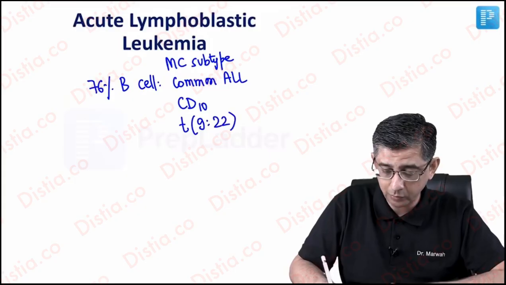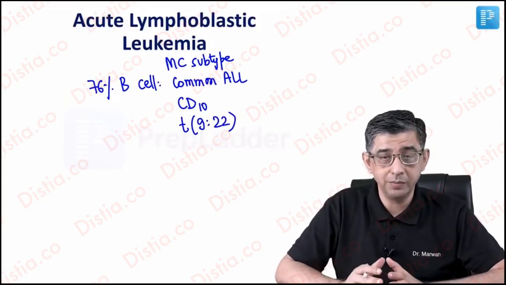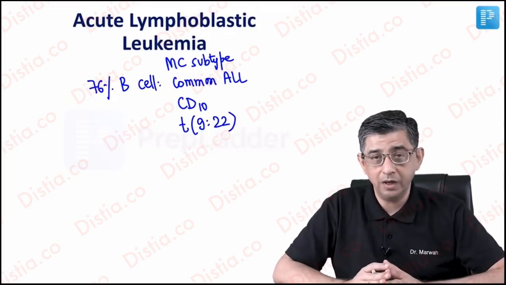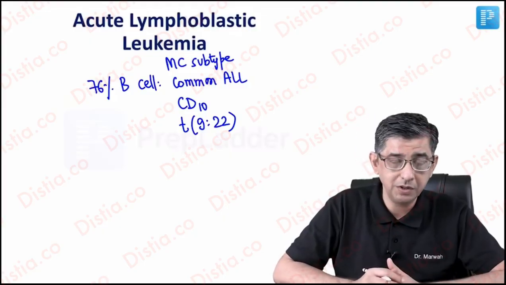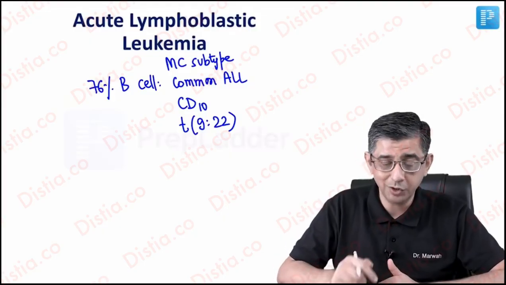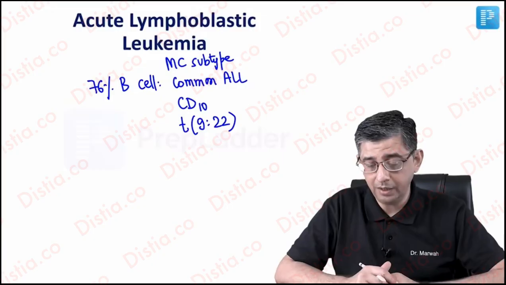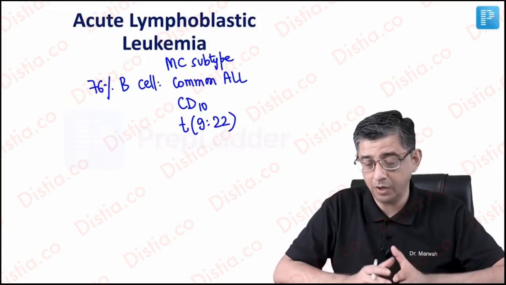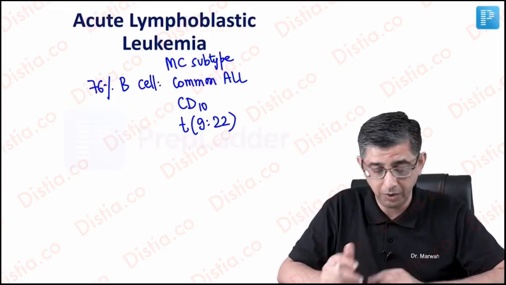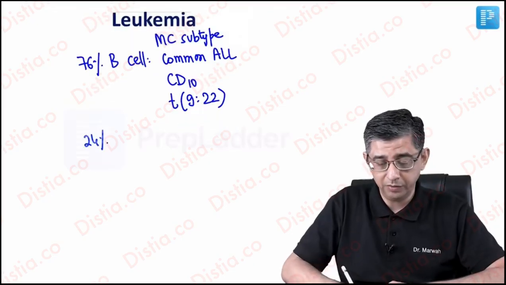Anytime Philadelphia chromosome is associated with acute lymphoblastic leukemia, it automatically becomes a high-risk tumor, and you will have to use tyrosine kinase inhibitors for management of these patients. And even while the discussion of chronic myeloid leukemia was going on, I had highlighted the fact that the t(9;22) translocation is not only seen in CML but can also be encountered with acute lymphoblastic leukemia. Now let's look at what's going to happen to the remaining 24% of cases.